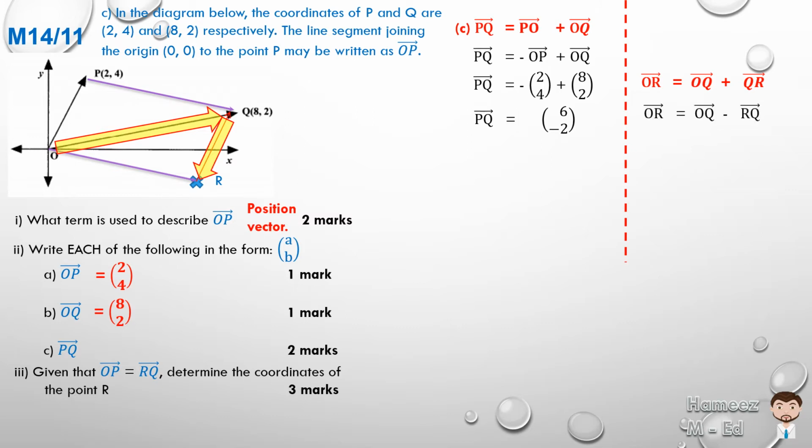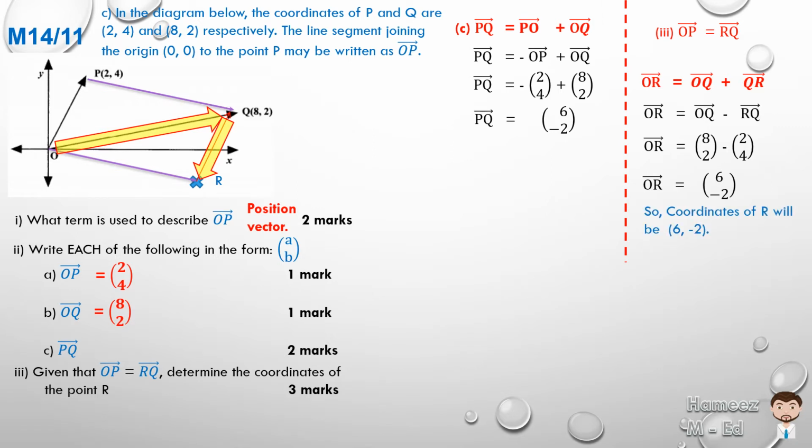So minus RQ, and we know RQ is the same as OP, they're parallel. So we can substitute. So OR is equal to (8, 2) minus RQ (2, 4). And that will give us 8 minus 2 is 6, and 2 minus 4 is minus 2. So the coordinates of R will be (6, -2).